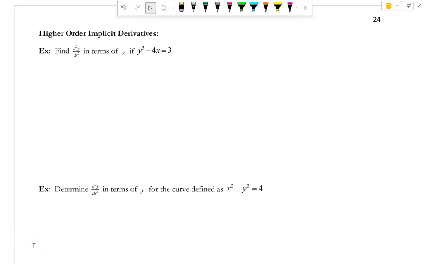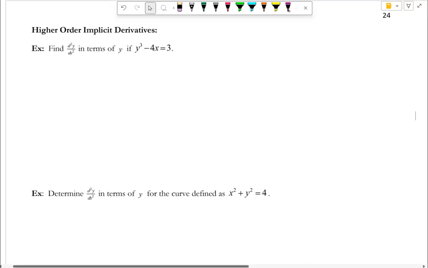Sometimes we have to use implicit differentiation to find a higher order derivative. This isn't necessarily more difficult, but it is substantially more tedious than just using implicit differentiation for a first order derivative. So in this first example, we are asked to find the second derivative of y with respect to x in terms of y if y cubed minus 4x equals 3. So again, I really have to use implicit differentiation here, as I can't isolate y.